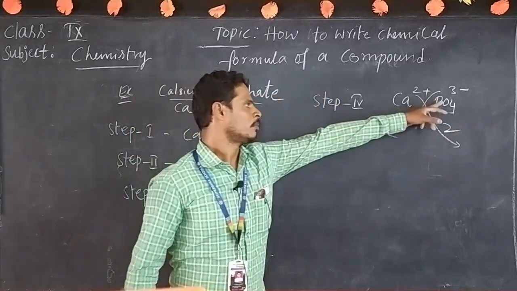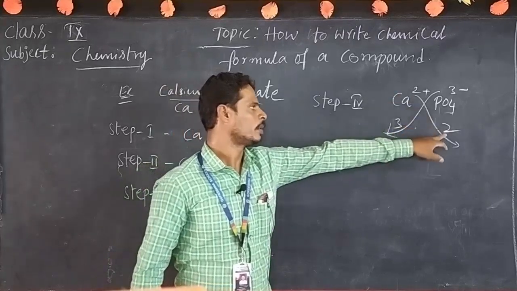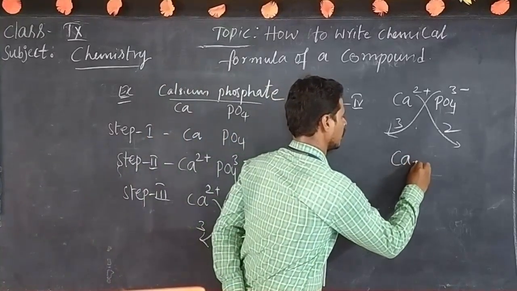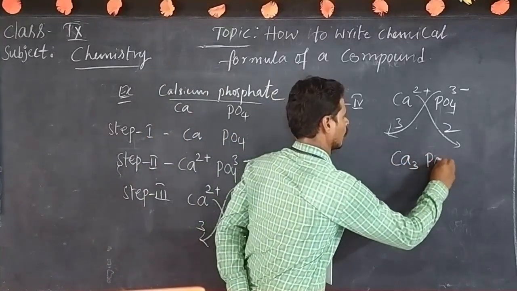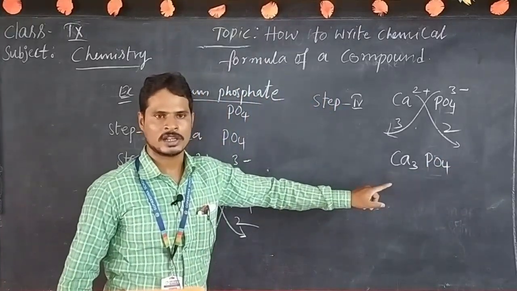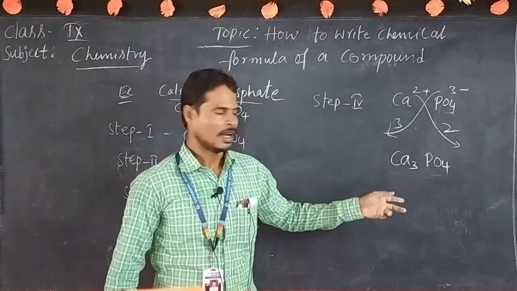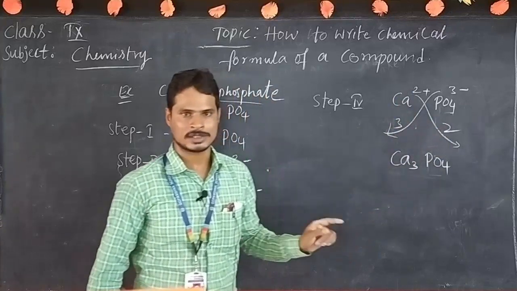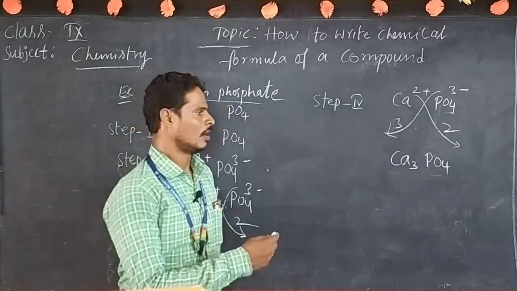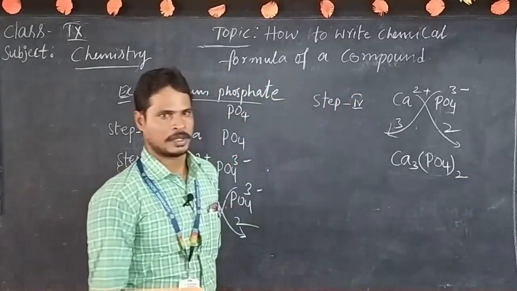Here anion number tells about how many cations are involved in the formula, cation number tells about how many anions are involved in the formula. Calcium Ca3 PO4. Is it the correct formula? No. Why is it not correct? Because here phosphate is a group of ions and it has more than one valency. That's why we should enclose it in a bracket, then write the valency of the anion. That is the correct formula. Calcium phosphate.